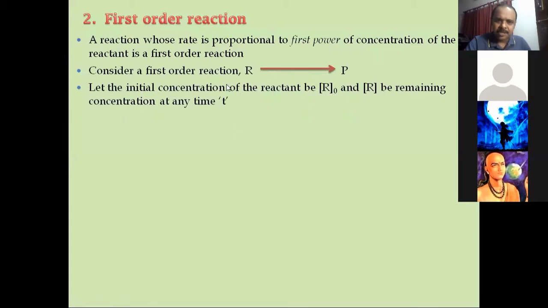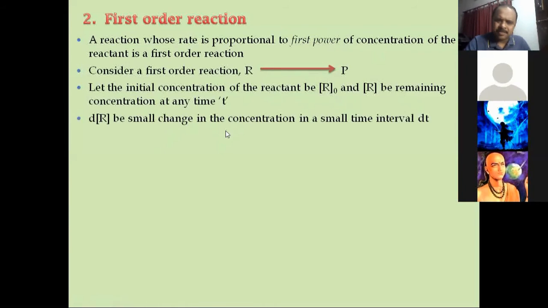Assumptions. Let the initial concentration of reactant be R naught, naught representing 0 time, and R be the remaining concentration at any time T. Could be seconds, minutes, anything like that. That's why simply T. dR, small change in the concentration in a small interval of time, dt.